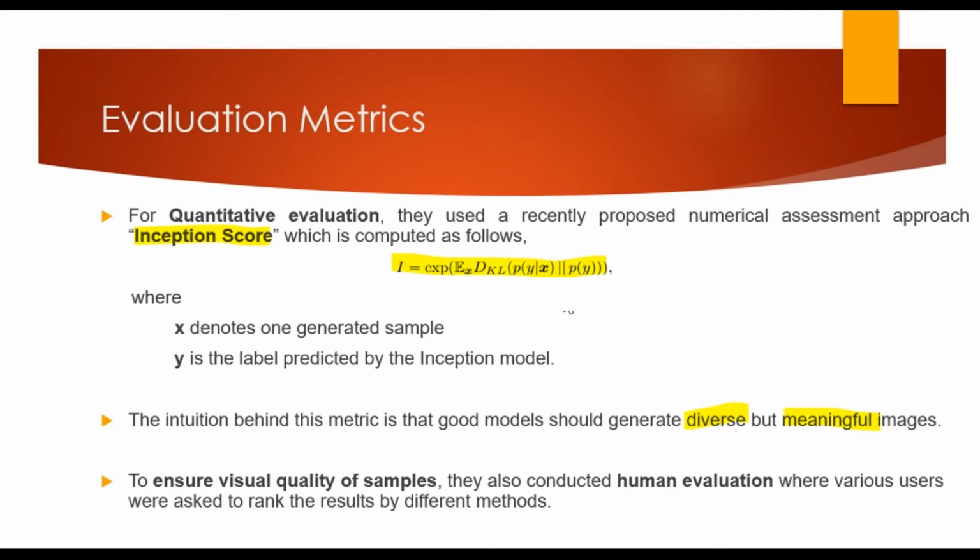So let's move on. Now to ensure the visual quality of the samples, the authors also conducted human evaluation. So what happens is various human users were asked to rank the results by the different methods. Then the average rank of these results was computed to evaluate the performance of the methods. Alright, so that's all about the quantitative and qualitative evaluation. Let's take a look at the results that were generated.